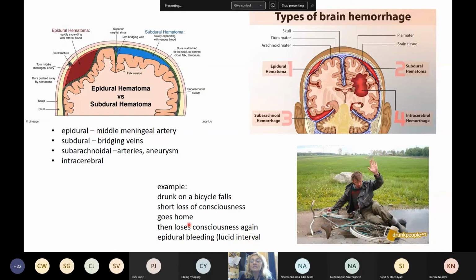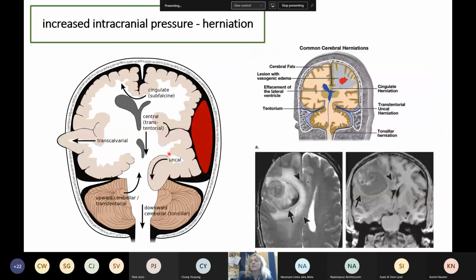And this lucid interval, this clear interval is called lucid interval, when they gain consciousness and then they lose it. Again, this is typical for the epidural bleeding.